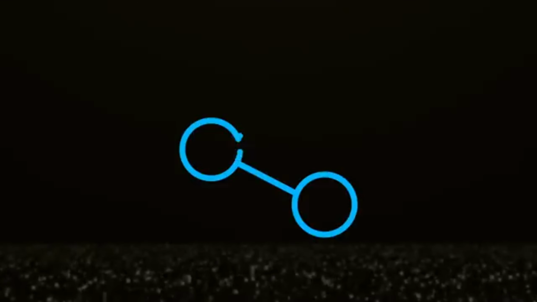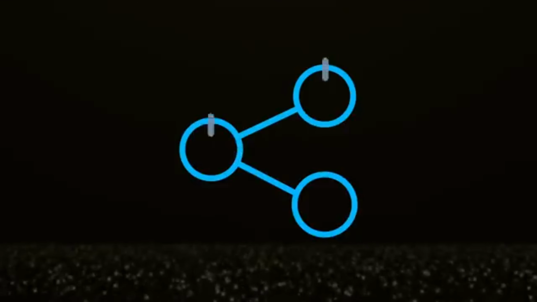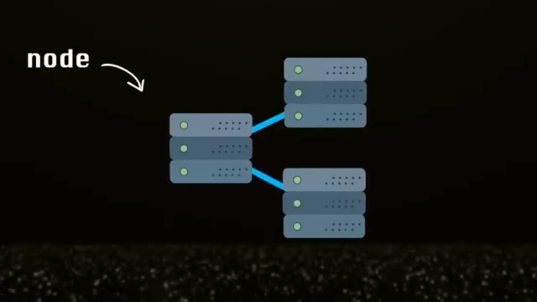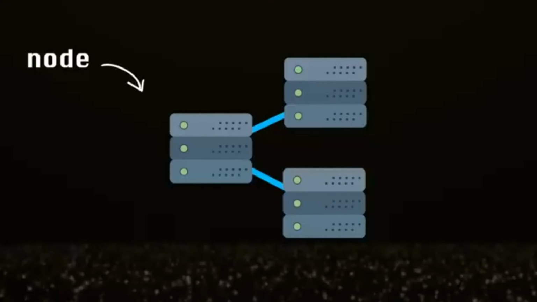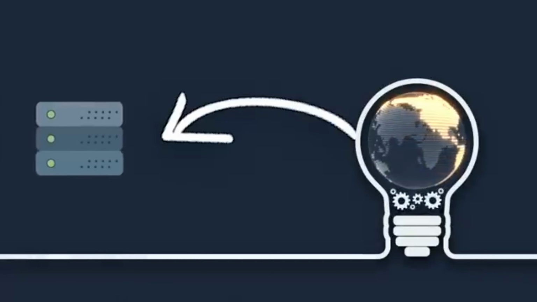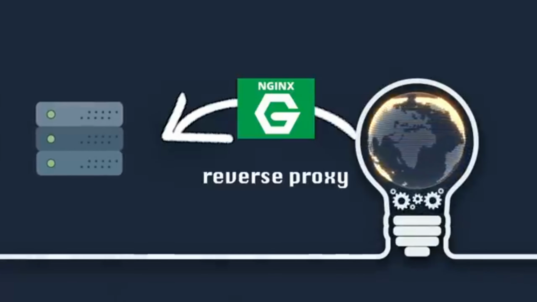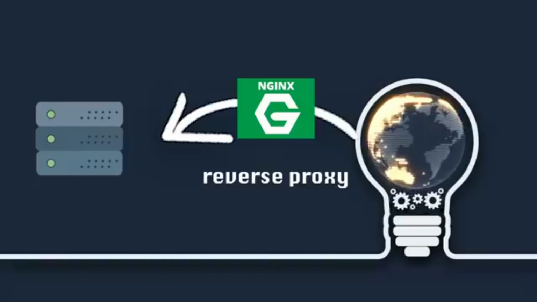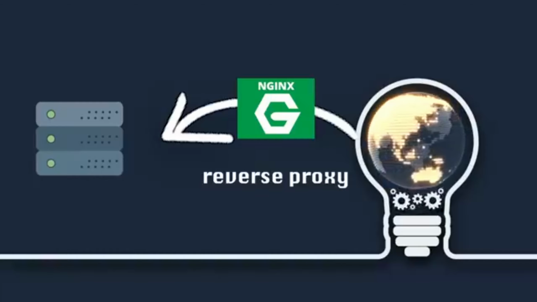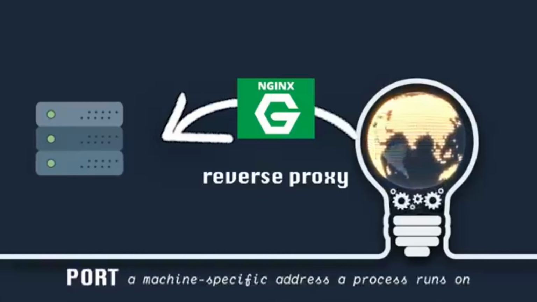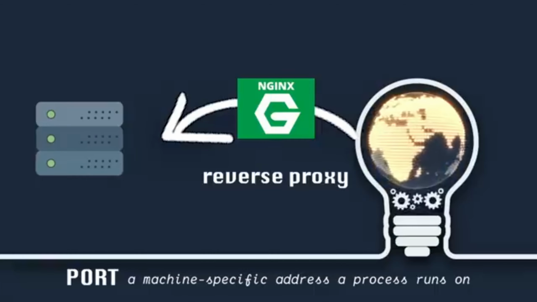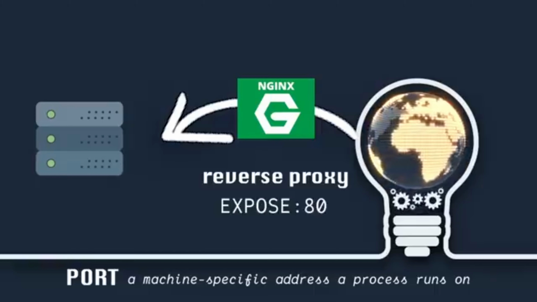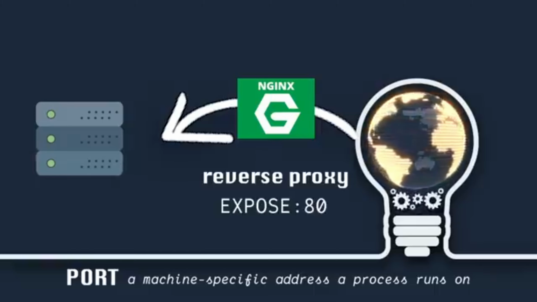You can group multiple servers into a private network. Each server in a network is called a node. And in private networks, servers can communicate quickly and securely. Servers that talk to the outside world have more to worry about. They're usually set up with a reverse proxy. It's a gateway that exposes specific ports to the outside world. A port just being a machine-specific address a process is running on. So you might want to expose a REST API's port, but not a database port.